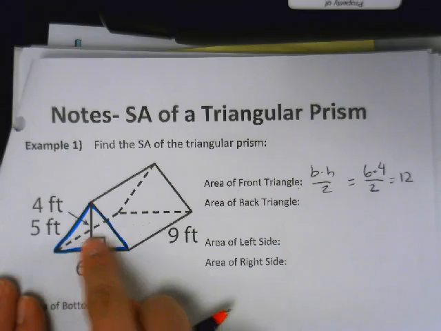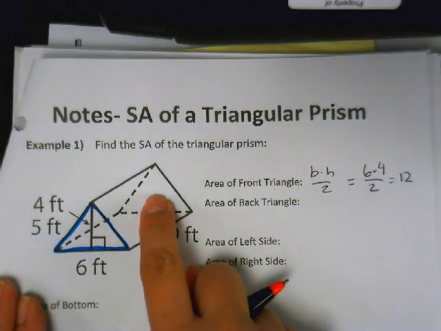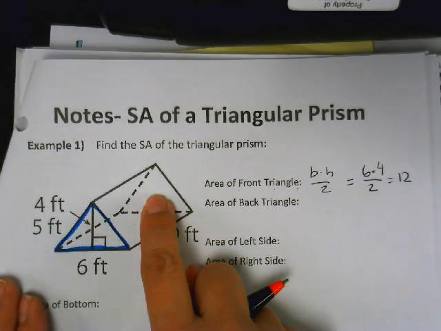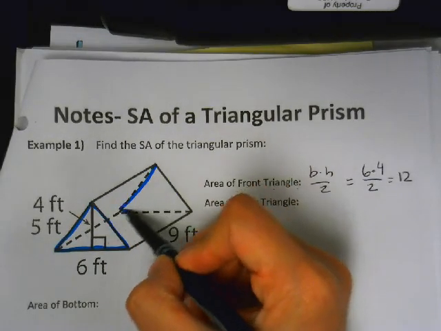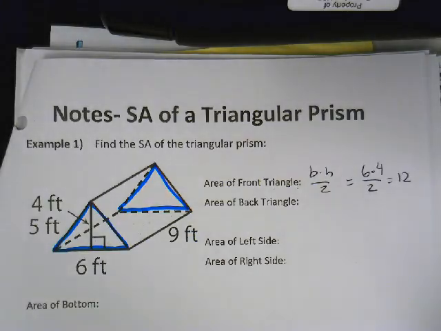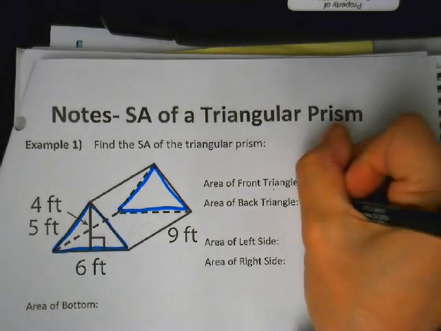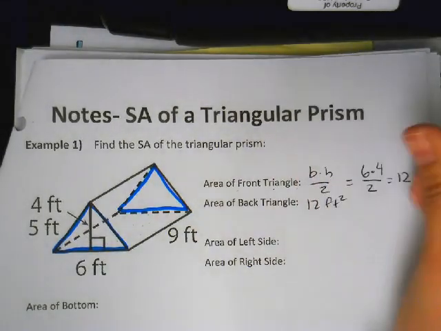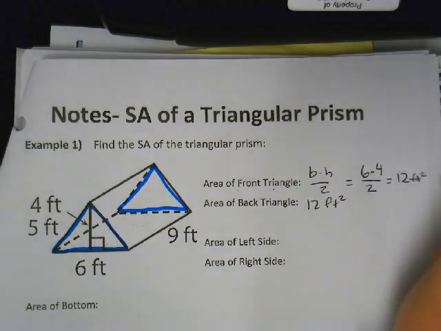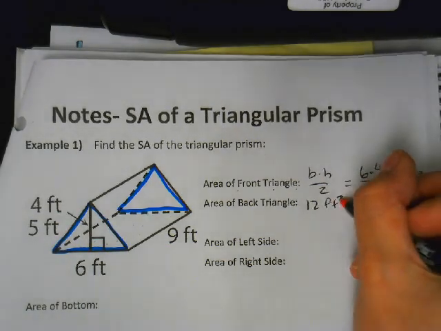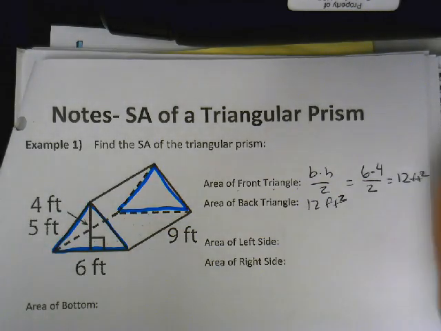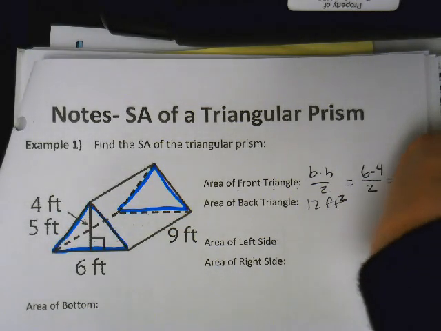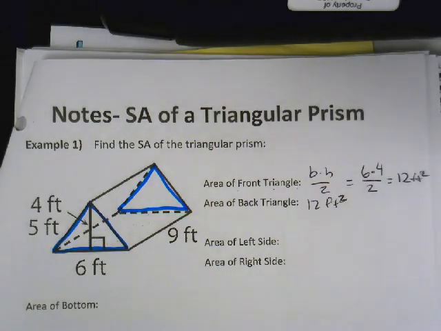What's the area of the back triangle? 12. So 12 feet cubed. Wait, cube. Squared. Sorry. Squared, squared, squared. Okay. Now, the left side, the right side. Sometimes they're equal to each other, and sometimes they're not.